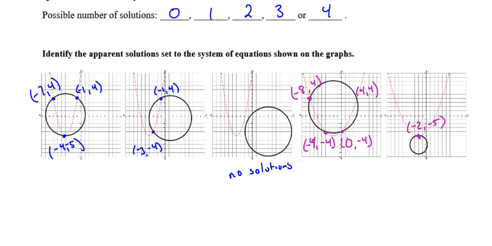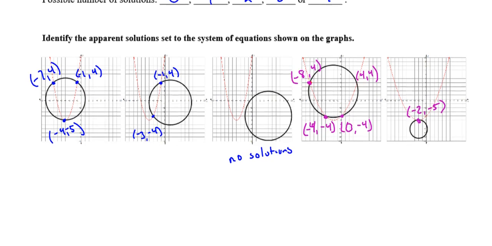Okay, so you should have these solutions here of (-8, 4), (4, 4), (-4, -4), and (0, -4) for this particular graph. And for the last one here, just one solution of (-2, -5). So again, you should be able to identify points of intersection when quadratics intersect with circles, and identify how many solutions there are based on the graphs.